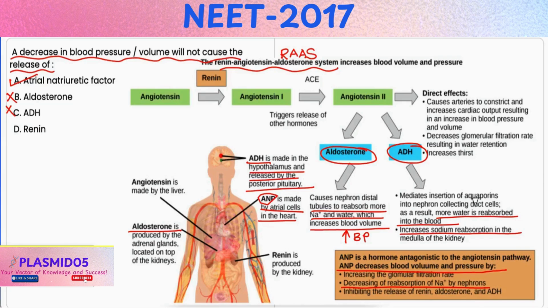Option D, renin. It is also incorrect because renin, which is released by the juxtaglomerular cells of the nephron in the kidneys in response to decreased blood pressure or volume, activates the RAS pathway, leading to vasoconstriction and increased blood pressure.